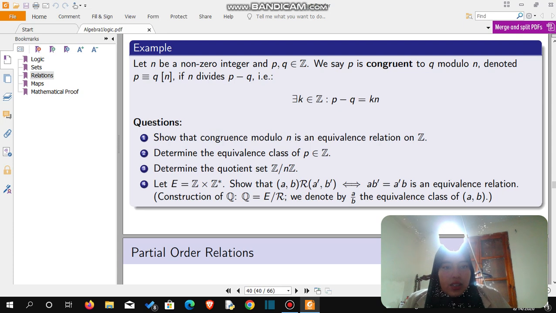If q equals 0, that means that p is a multiple of n. If not 0, this is the remainder of the division, the remainder that is less than n. It's between 0 and n.